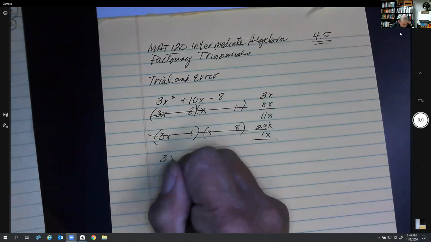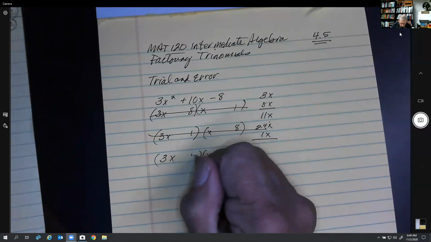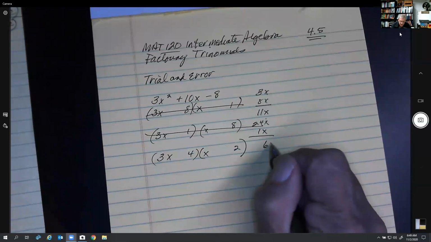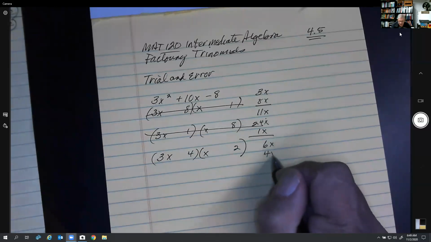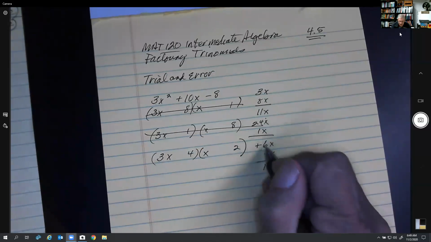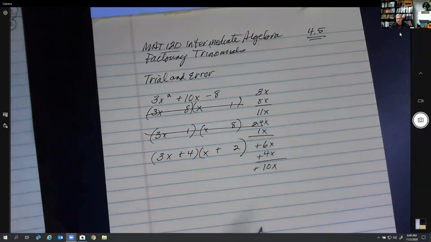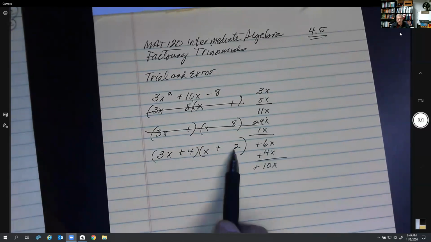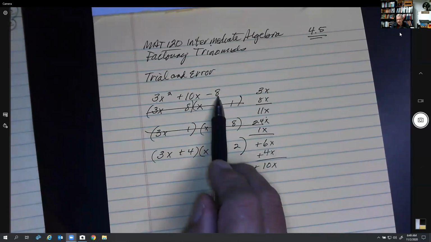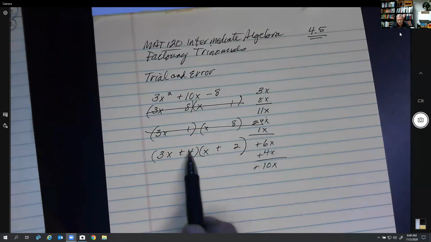Okay, 3x and x. How about 4 times 2? Okay, so we get 6x and 4x. And that does give me a 10x. And these would both be positive, huh, to get a positive 10x. But these two numbers are going to multiply to give you a positive 8, and you want a negative 8. So this combination comes pretty close, but it doesn't quite work.